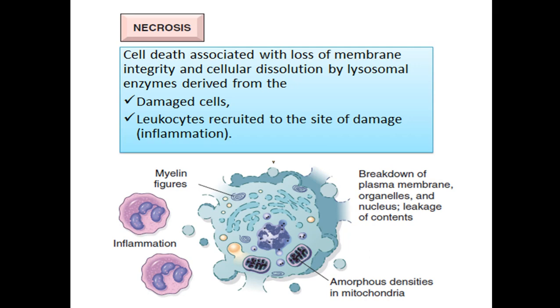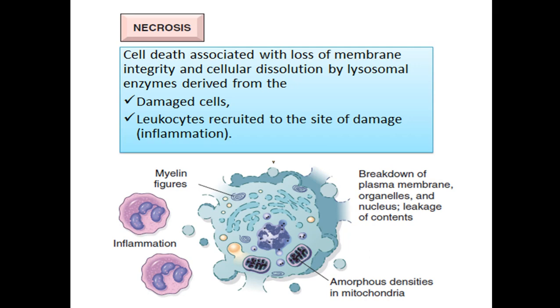So, necrotic cell death is the death associated with loss of membrane integrity, followed by cellular dissolution by the lysosomal enzymes. Now, these hydrolytic enzymes are either contained in the lysosomes of the damaged cells, or they are derived from the leukocytes, which are recruited to the site of the damage as a result of inflammation.